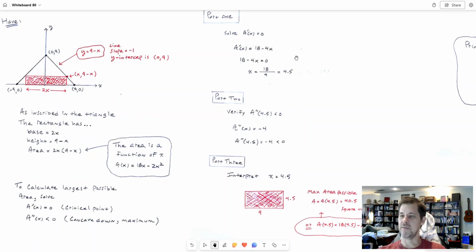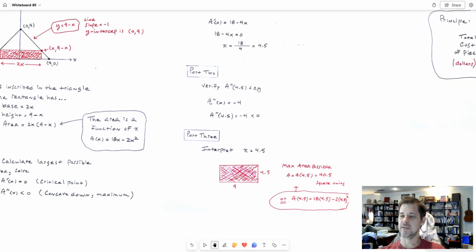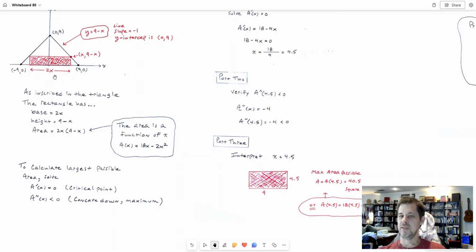All right, so that number does indeed locate a maximum. Okay, and we wanted the maximum area rectangle. Okay, so how would I interpret this? I got x is 4.5. Okay, so let's go back to this diagram. That means that the width is 2 times 4.5. Okay, see how the width is 2 times whatever the x is? Okay, so if the x is 4.5, 2 times that's 9.